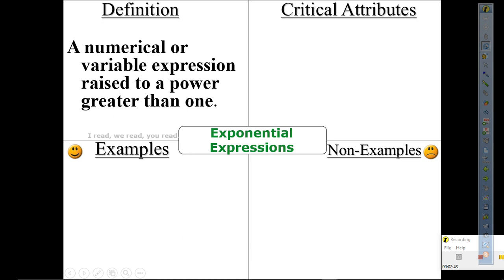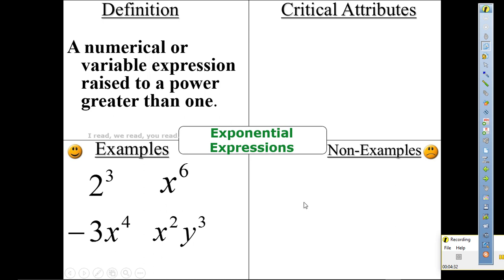So you know the definition for exponential expressions? Examples, write these down, please. 2 to the 3rd power, x to the 6th power, negative 3x to the 4th power, x squared y cubed. Copy that.